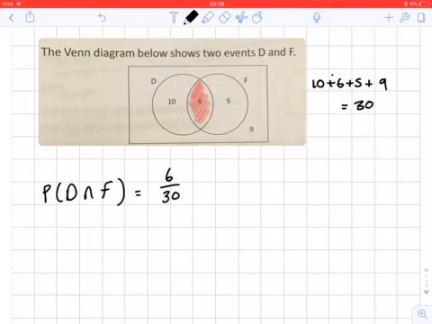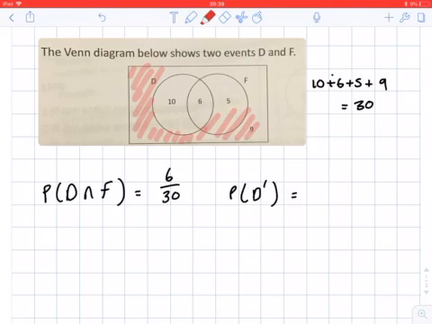What we're going to do next is look at the probability of D'. So remember, that's our complement of D, so that's everything that isn't D. As long as I stay out of D, that's fine. So if I shade in everything that isn't D, you can see that two main areas come to life, the 5 and the 9. If I sum those together, I get 14. So the probability of D' is 14 out of 30.